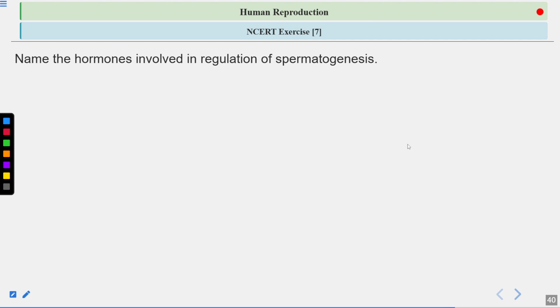Now you have to name the hormones involved in regulation of spermatogenesis, meaning hormones which are involved in regulation of sperm production in the testes. So what will be the answer?